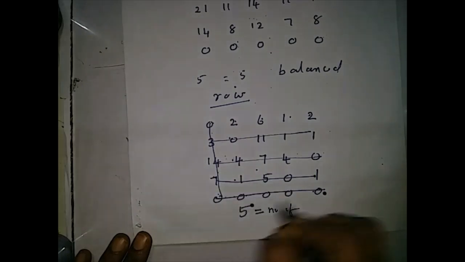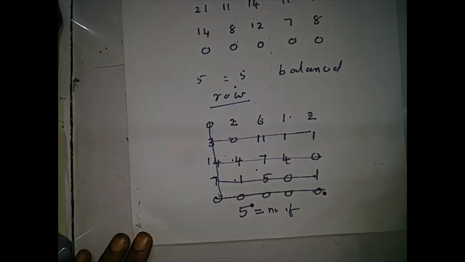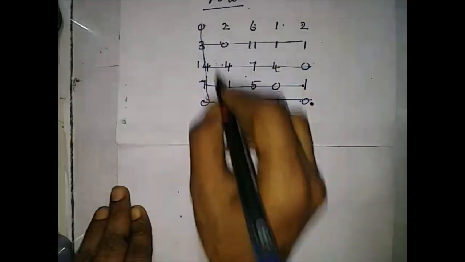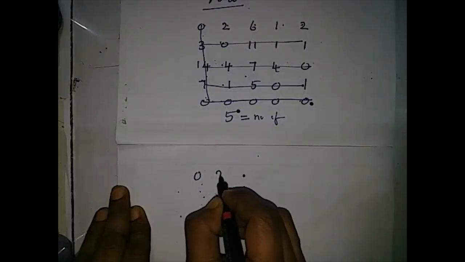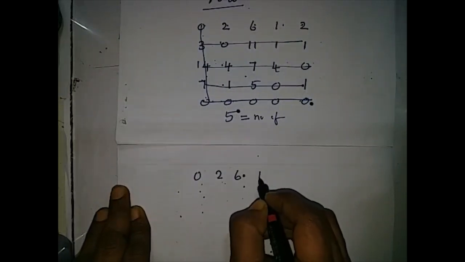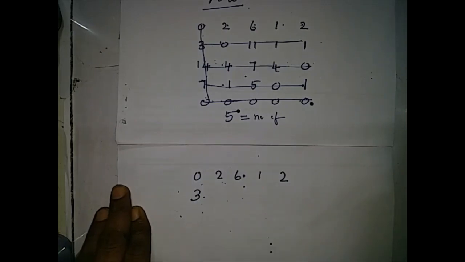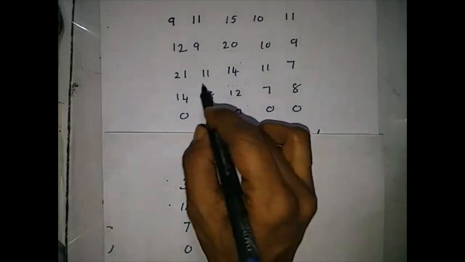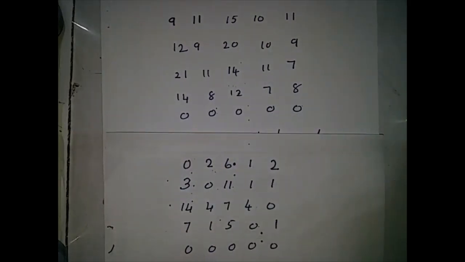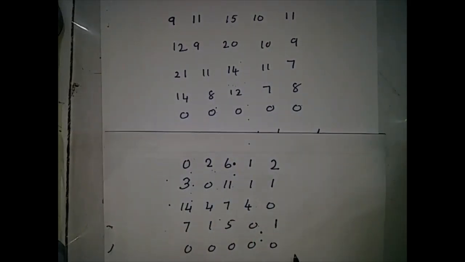So this is our final matrix. Rewriting it clearly, 0, 2, 6, 1, 2. Similarly all elements I am writing. This is the question. This is the final matrix. Start the allocation.